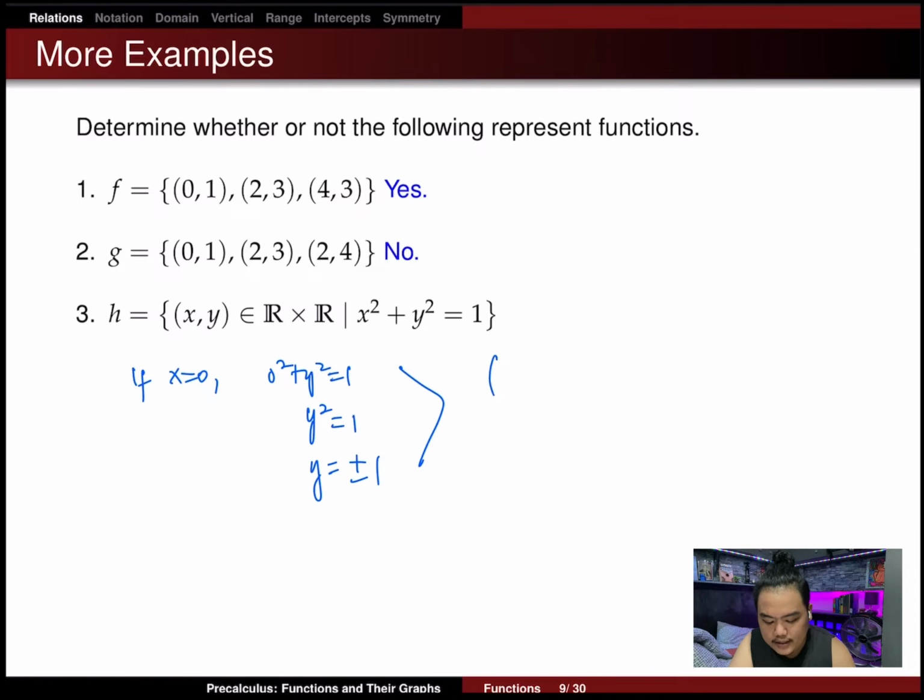And as you can see, (0, 1) and (0, -1) are in H. Okay, if you let x equal to 0, then you will get y equal to plus or minus 1. You have one x paired to different y's. Okay, same x, different y. So this is not a function.